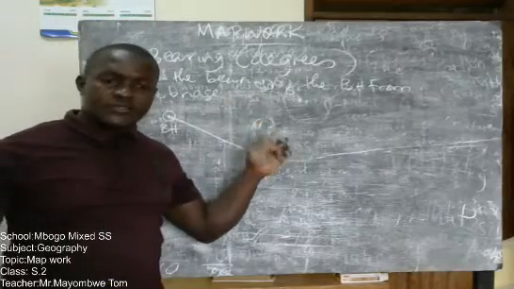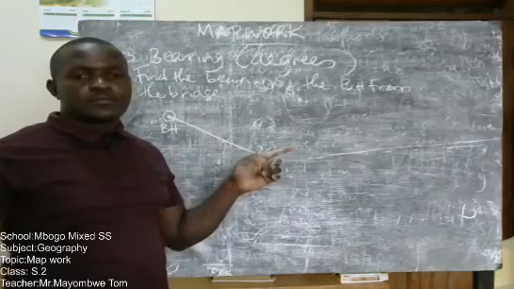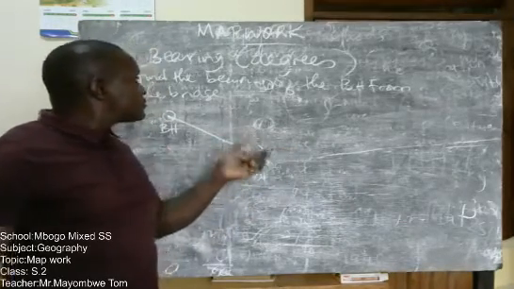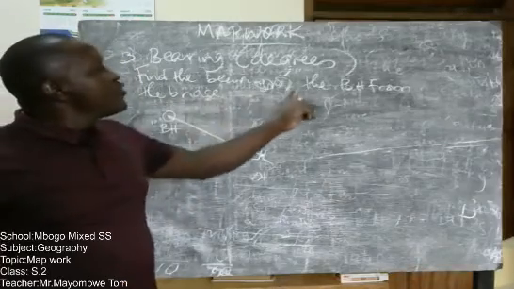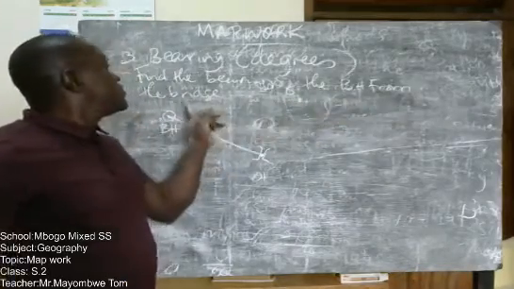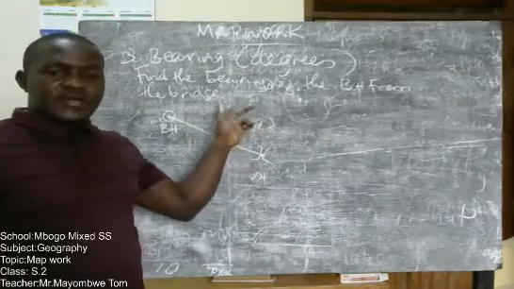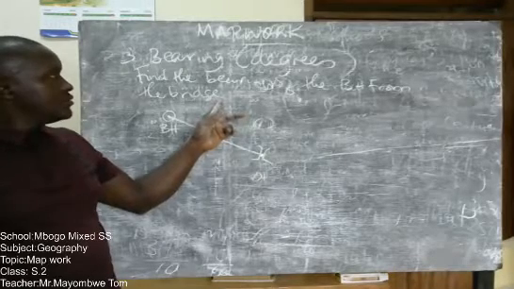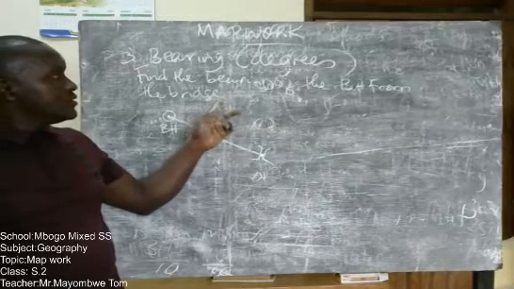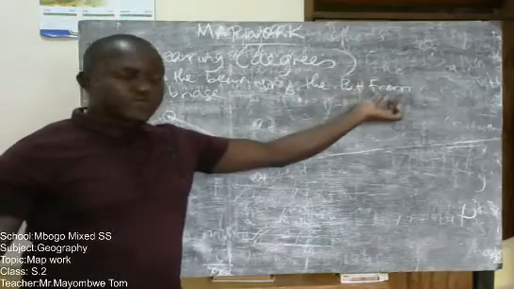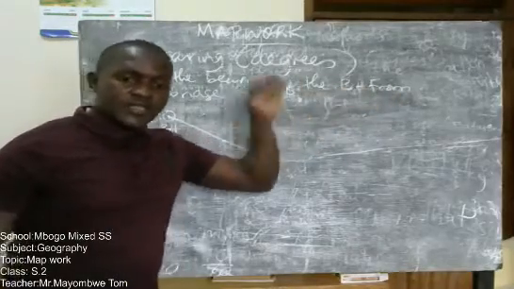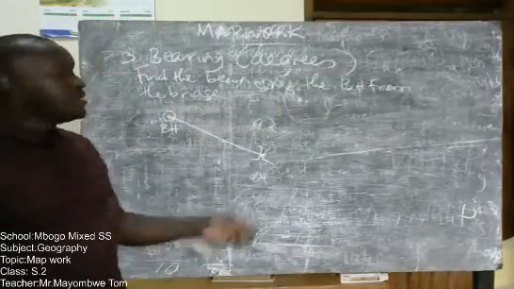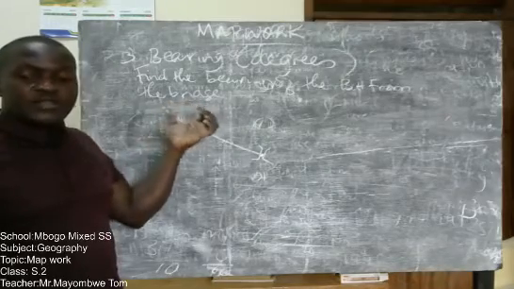Identify the place which comes after the word from. Find the bearing of the borehole from the bridge. Which place is coming after the word from? Borehole. Borehole is before the word from. I said identify the place which comes after the word from. It is the bridge which is coming after the word from.